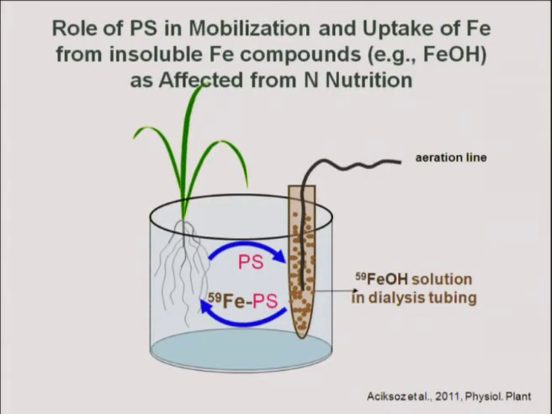And we made a test model experiment. We radiolabeled iron hydroxide and put this iron hydroxide in dialysis tubing, as you see here. And we grew the plants with low nitrogen, medium nitrogen, and high nitrogen. And we wanted to know whether phytosiderophores are able to mobilize iron from this iron hydroxide, and whether these phytosiderophores are also later on absorbed, taken up by the roots.